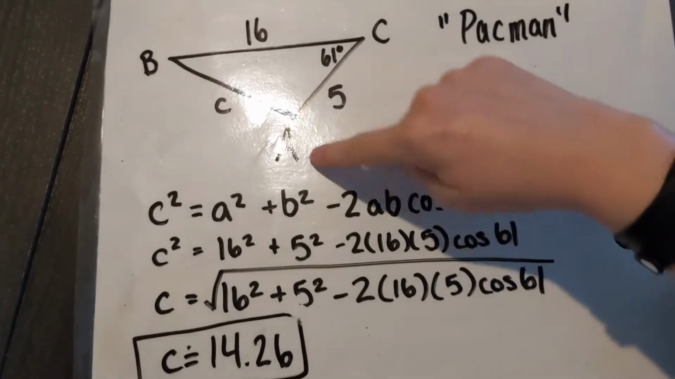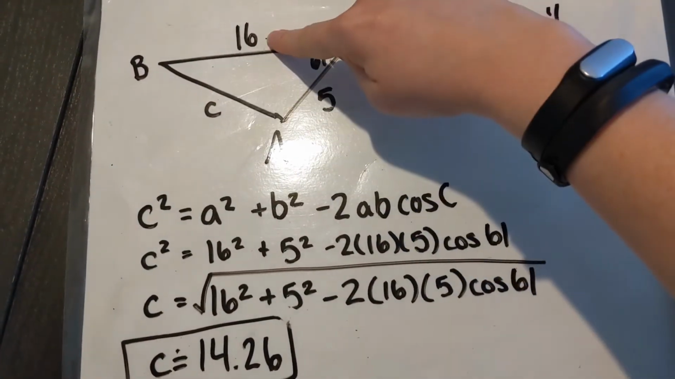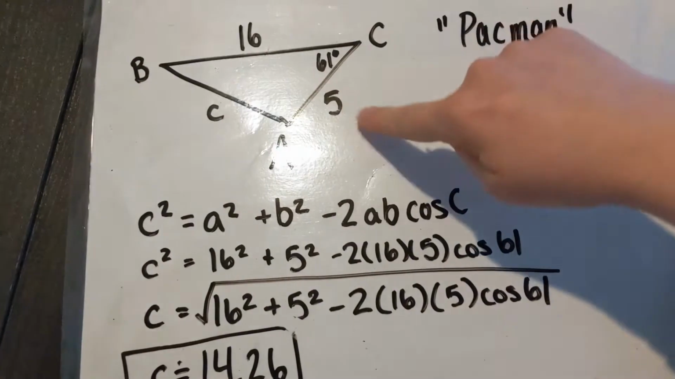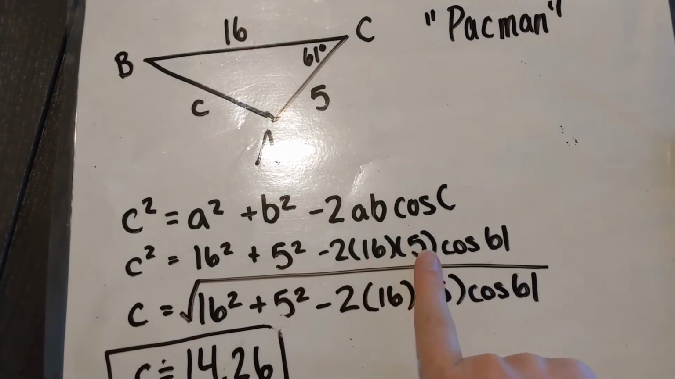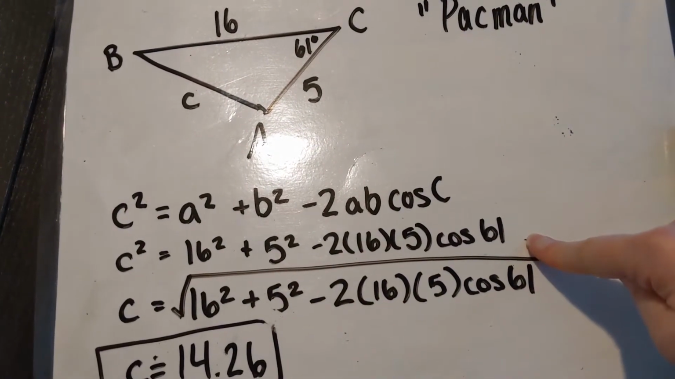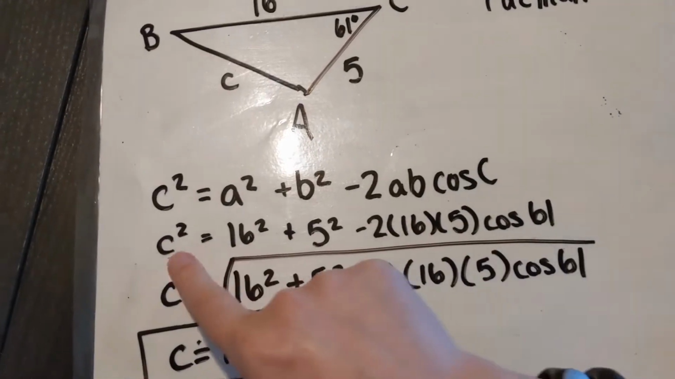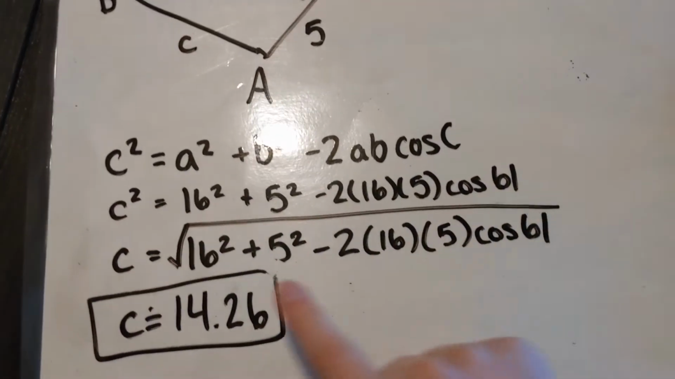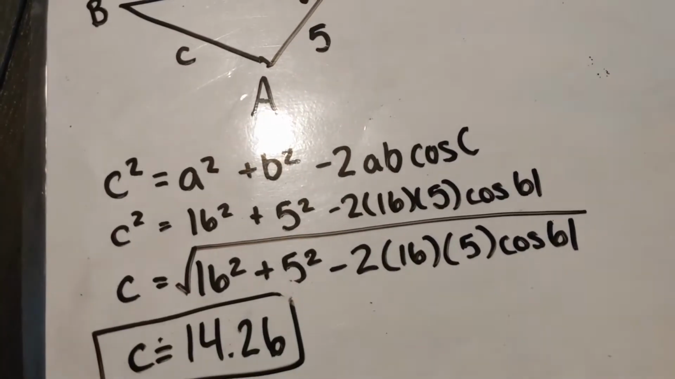So A is across from angle A, so it's 16. B is across from angle B, so it's 5. So 16 and 5 go here and here. And then the cosine of C, which is 61. Now remember, this is C squared is equal to all of this, so to get C, you have to do the square root of that.